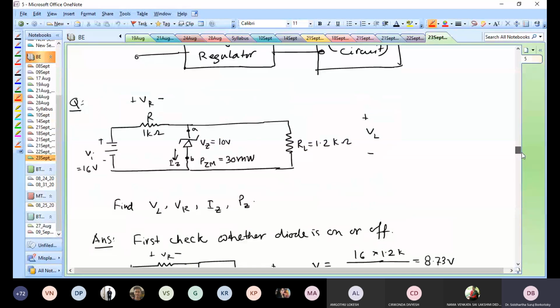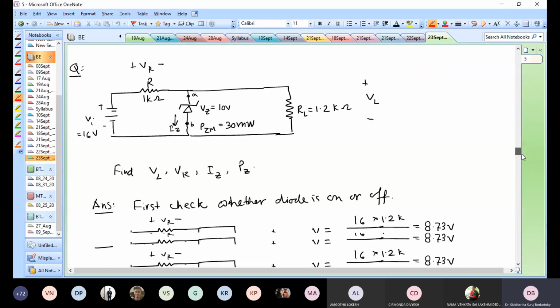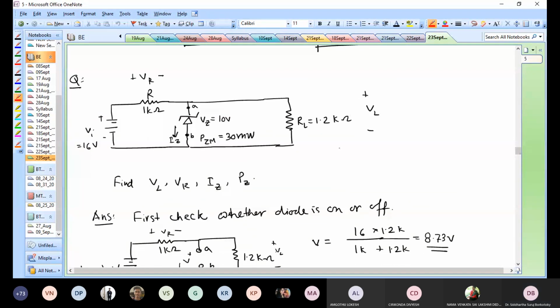Okay, so let's try to put them into practice. We already did one example. Let's do another example here. So here is a question. You have been given a voltage regulator circuit. In the exam, you may not be told that it's a voltage regulator. It's basically a circuit, and I want to find out several parameters.